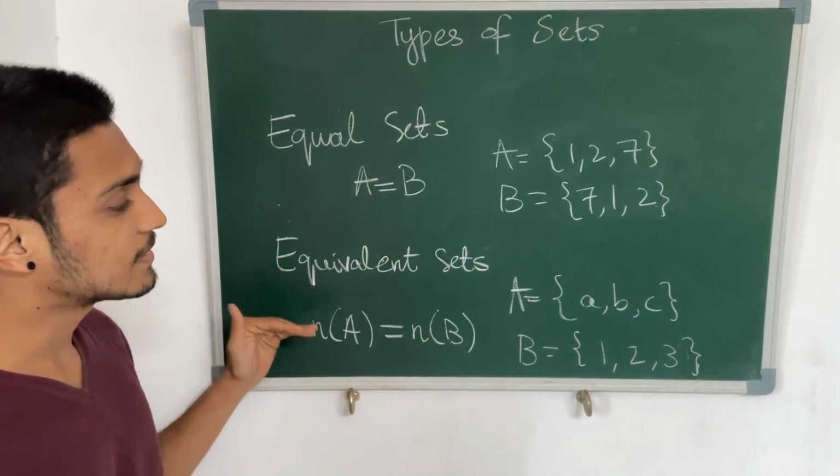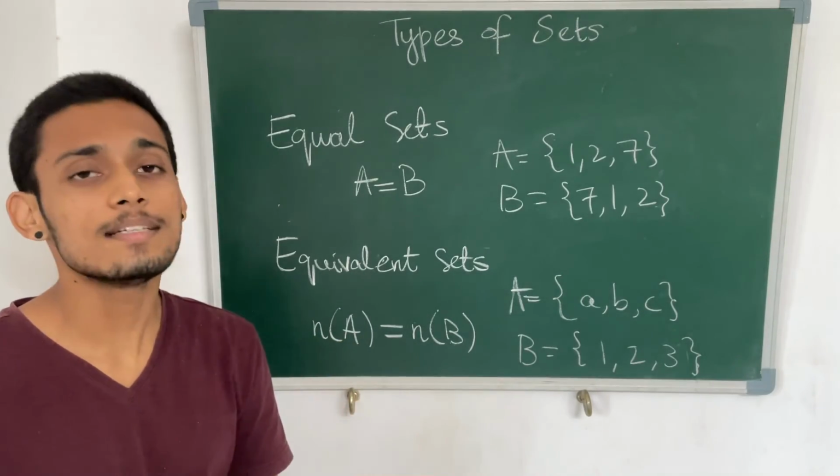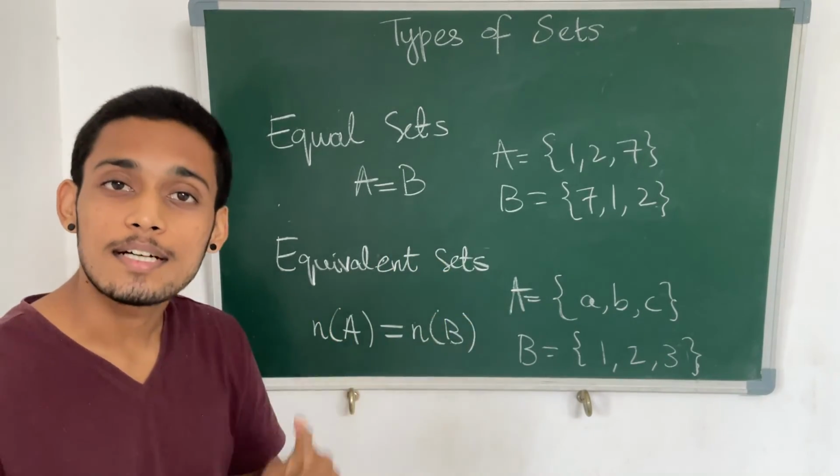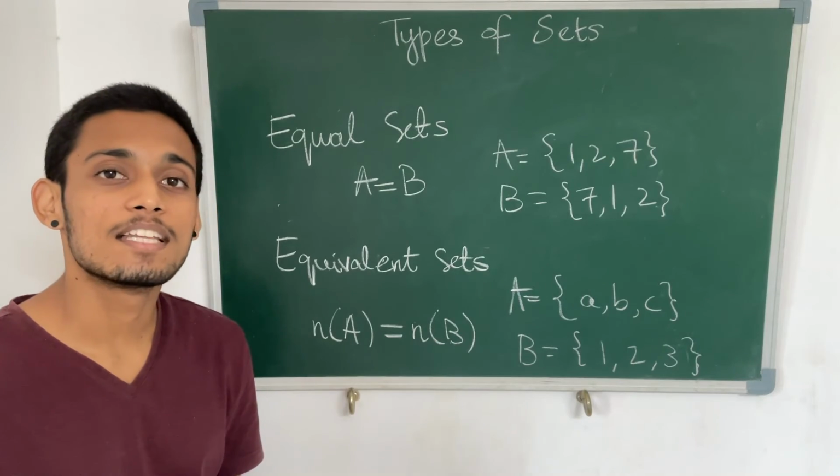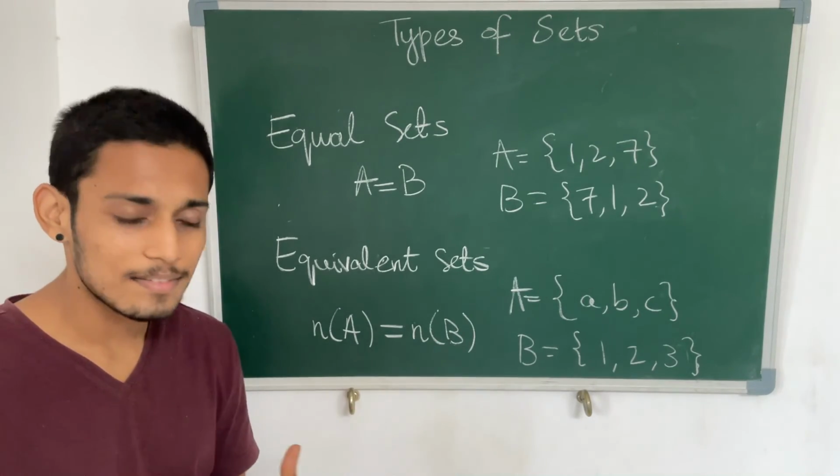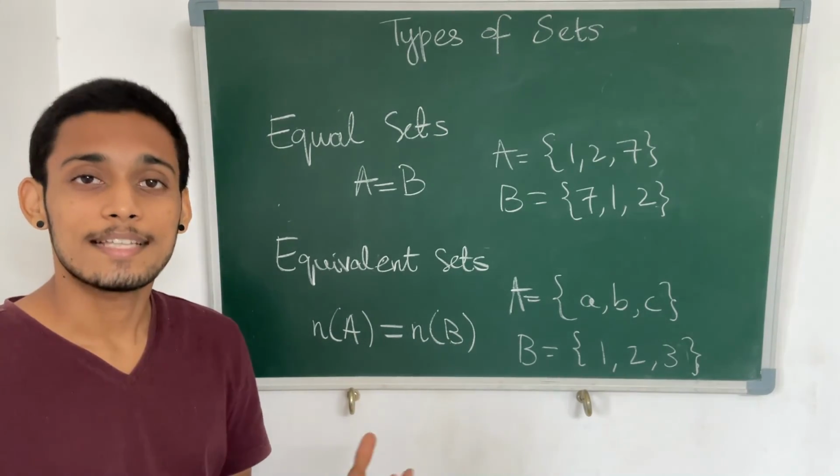Equal and equivalent sets are just for comparison, and the other sets that we saw, the empty set, the singleton set, the finite and the infinite set, these are generally the types of sets that we come across.